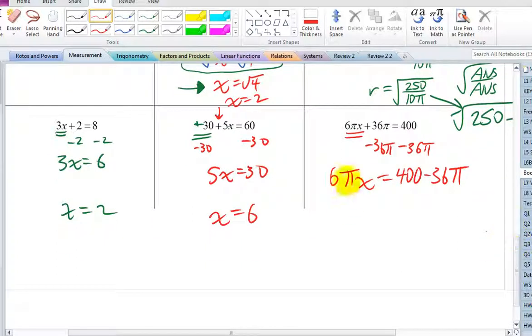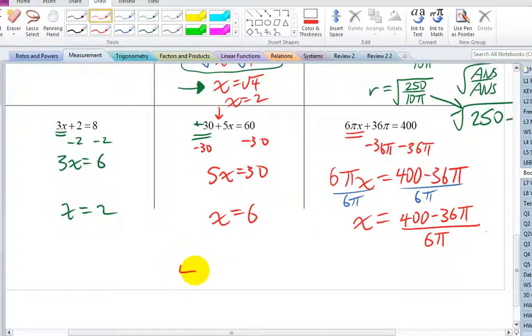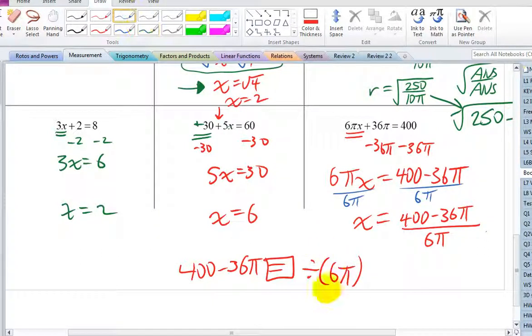Then I want to get x by itself, so I want to get rid of 6 pi. How do I do that? Divide both sides by 6 pi. Notice that super long division line. That's important. Most of you would go to a decimal by pressing equals, then divide by bracket 6 pi. So 400 minus 36 pi equals, and then divide bracket by 6 pi. You have to get your calculator to do that multiplication first.